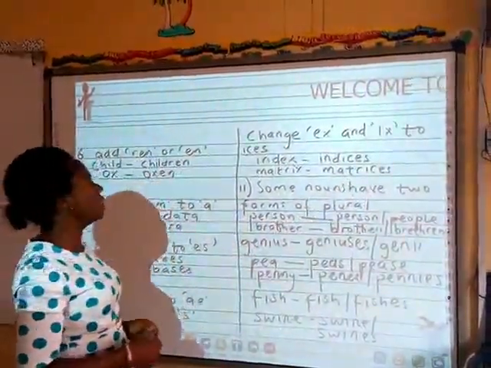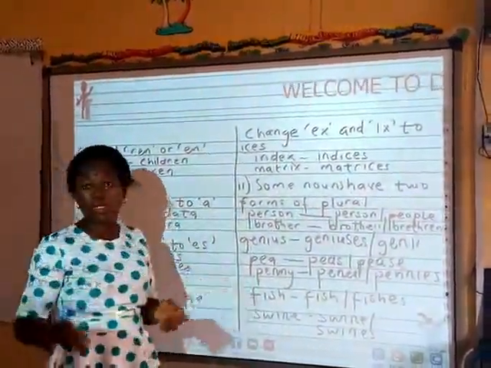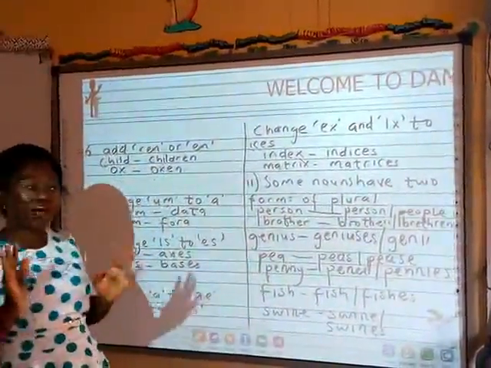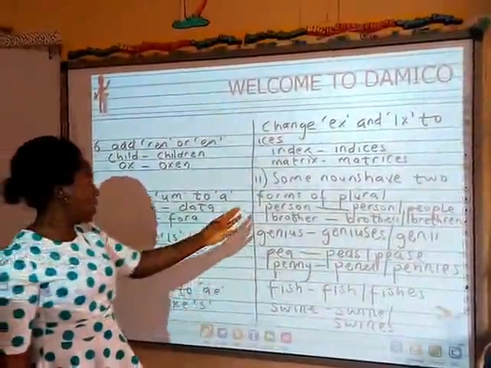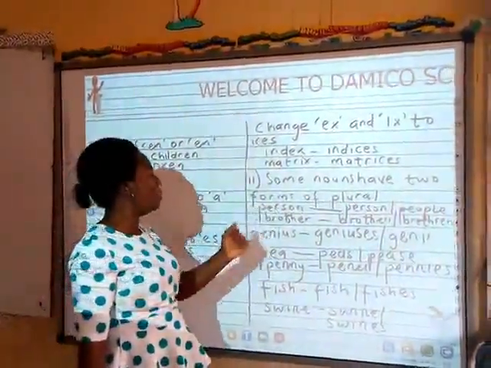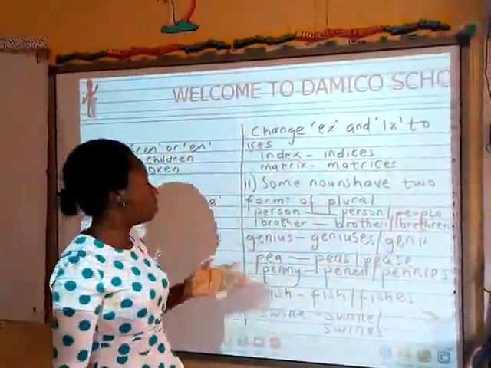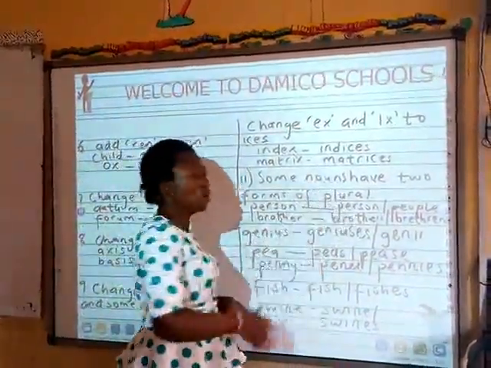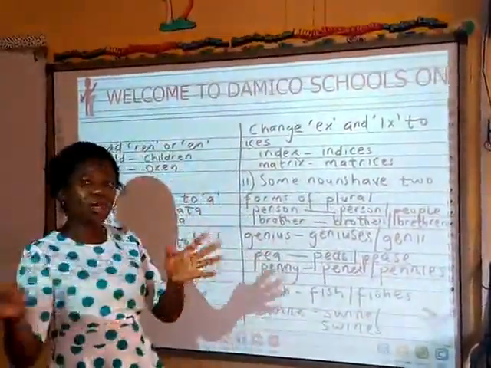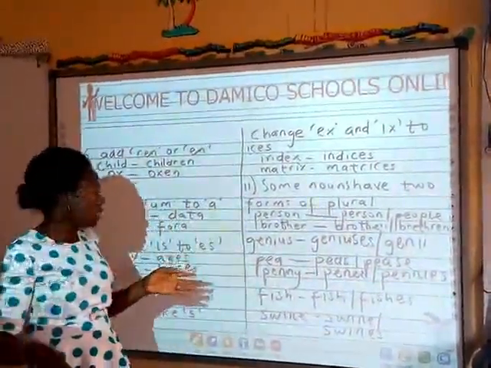The next one, which is the last one, is that some nouns have two forms of plural. That means you don't use one, you use two. For example, person. To form the plural of person, you either use persons or you use people. Either way you use it is correct.